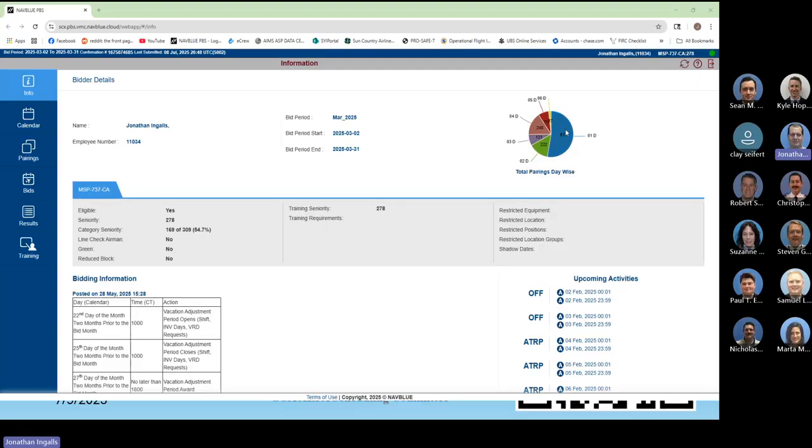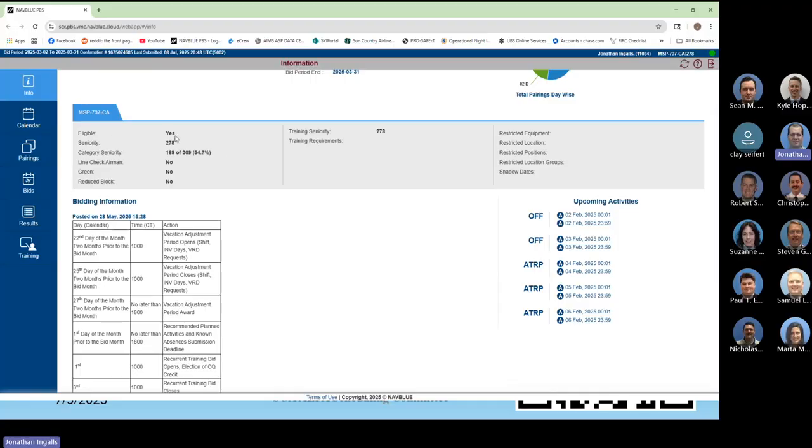Pairings breakdown. 817 turns, 222 3 days, 121 3 days, 248 4 days. And I can't really read that, but it should be probably, I can't read how many 5 days that is from this angle at all. But yeah, there's your breakdown of pairings.